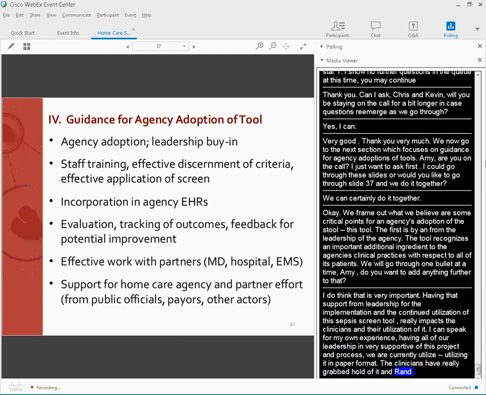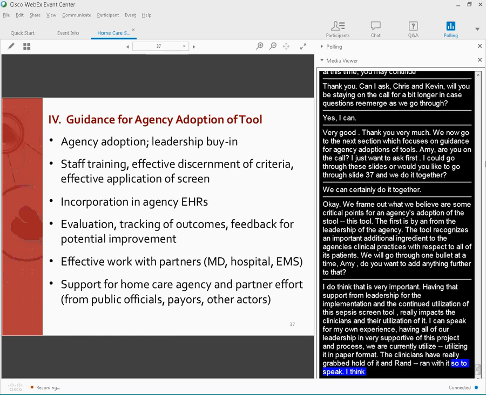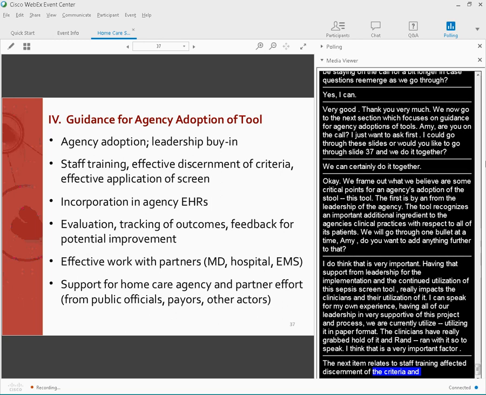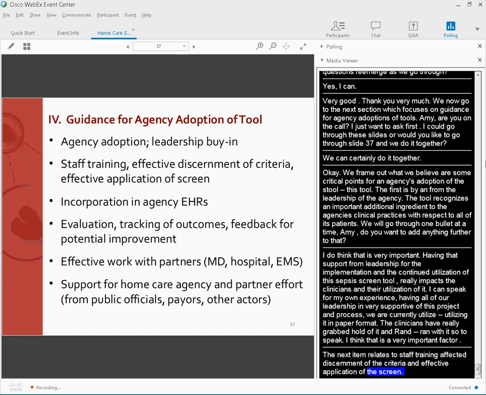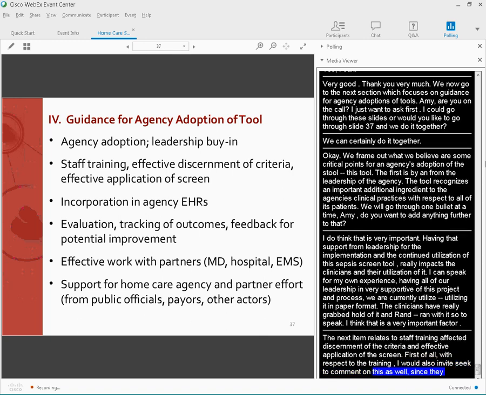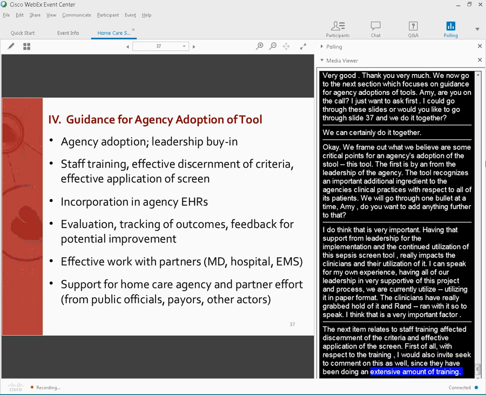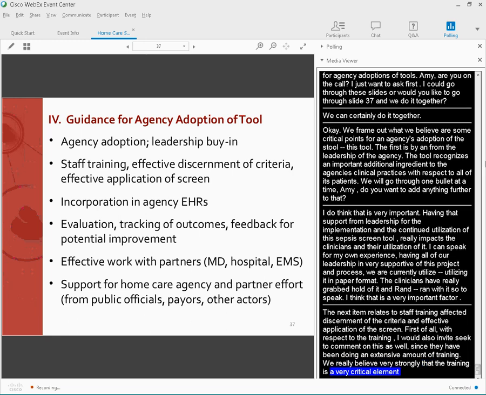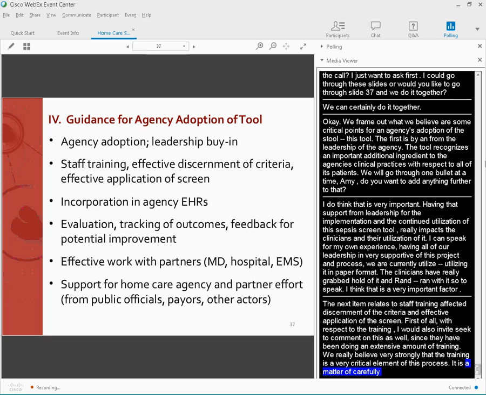So the next item relates to staff training, effective discernment of the criteria, and effective application of the screen. I just want to speak to this from several levels. First of all, with respect to the training, and I would also invite Eve to comment on this as well, since they've been doing an extensive amount of training. We really believe very strongly that the training is a very critical element of this process. So it's a matter of carefully applying the tool and again doing it correctly, understanding the fields and following through on the intervention side correctly.